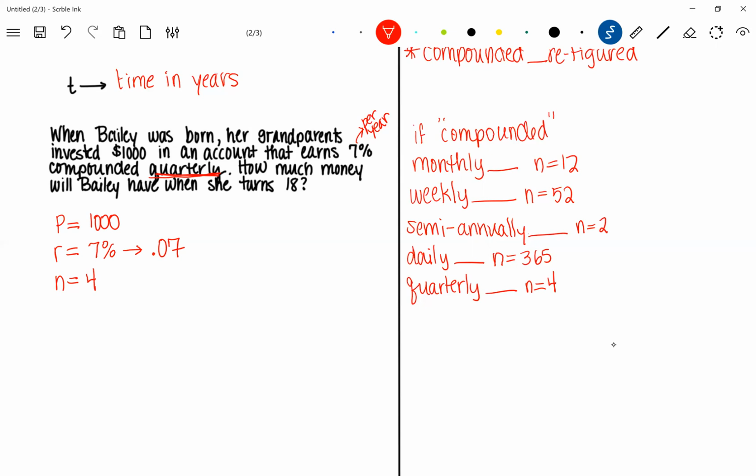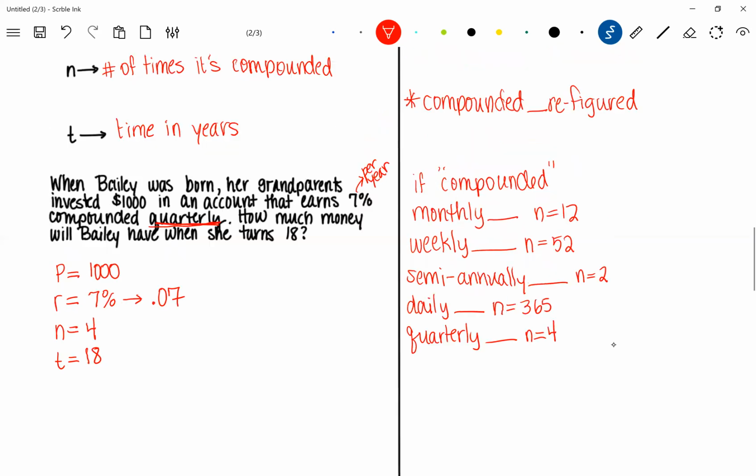And then we need to know how many years it's going to be calculated. It's going to be done 4 times a year for how many years? Look at the question. They put the $1,000 in when she was born. How many years is it going to be? 18. It's going to be compounded 18 years. Okay.